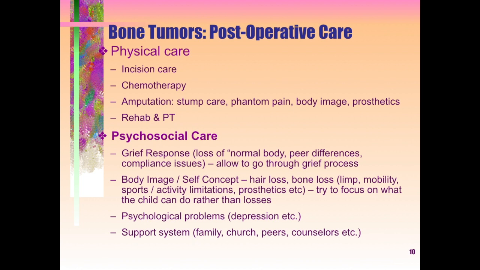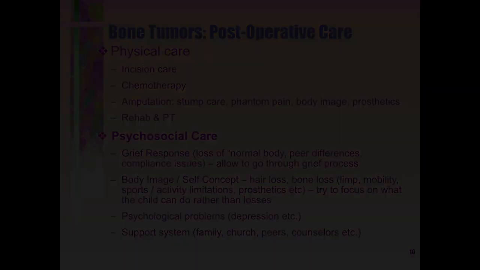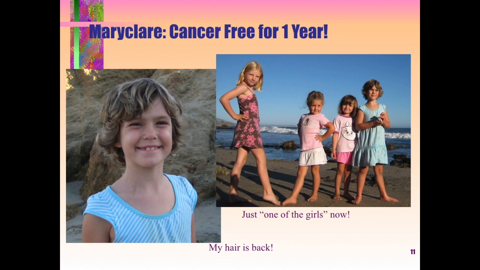Our psychosocial care, because of the loss of body image, there's going to be a grief response, and there's going to be some anger and why me type things. They may become depressed. So we want to get these kids connected with other kids who've gone through similar problems and get them involved in support groups. And you can see on this picture a little girl who had an osteosarcoma, and she's lucky that she didn't lose any limbs, and after all of the treatment, she's just one of the girls.